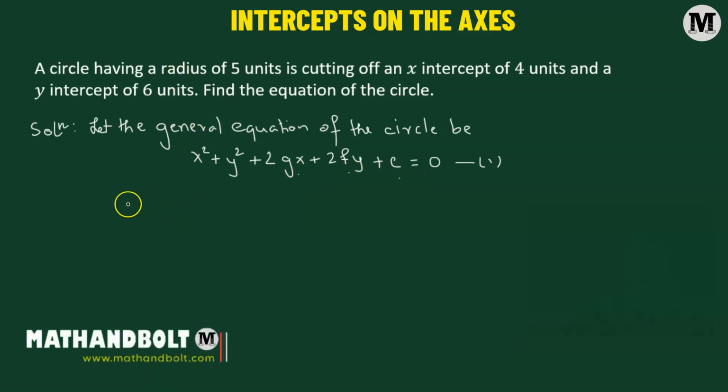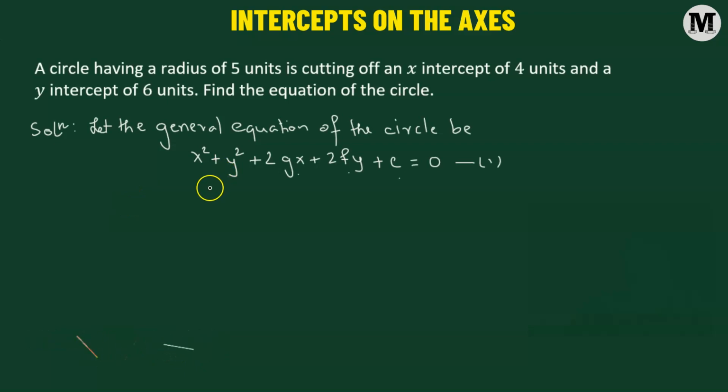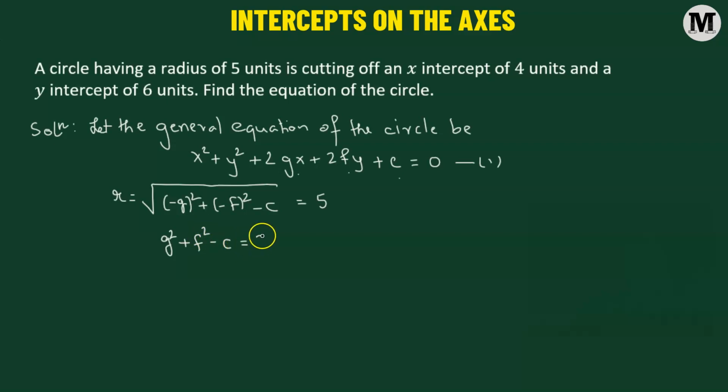It's given here that the radius of the circle is 5 units, and we know that if we are given the general equation of a circle, then the radius r is defined by the square root of g squared plus f squared minus c. This is given as 5 units, which means that we can rewrite this as g squared plus f squared minus c equals 25. All we've done is squared both sides to get rid of the square root. This is going to be the second equation.